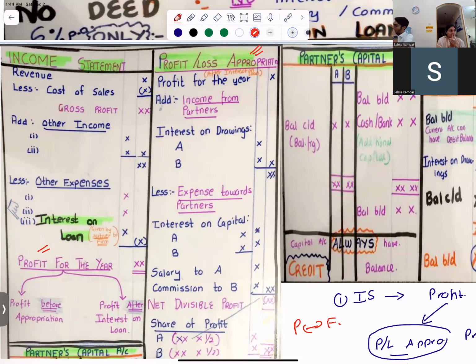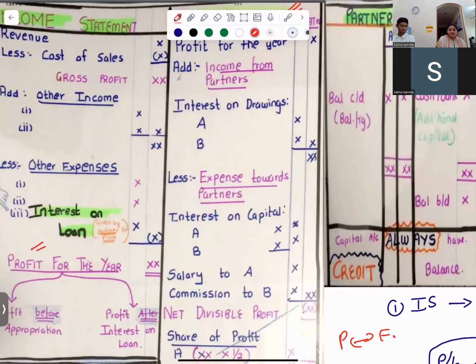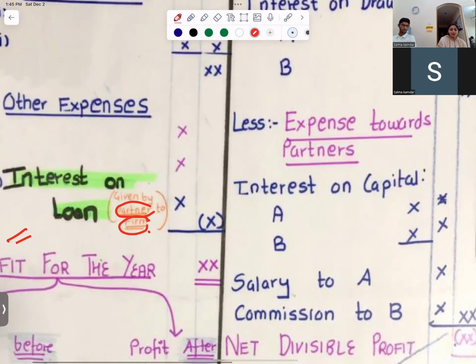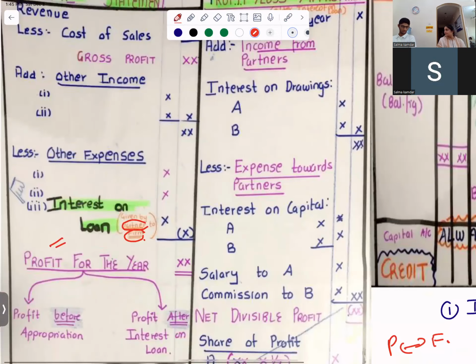Interest on loan is something that happens between the partner and the firm. The firm is taking a loan from the partner. The firm says, I can take a loan from anyone. You are the partner, that is an added advantage, but I will treat you as an outsider. So the firm treats the partner as an outsider when the firm takes a loan, and interest on loan is recorded as other expense.